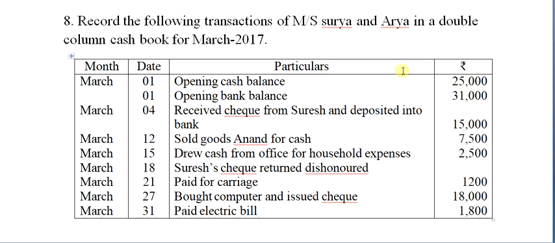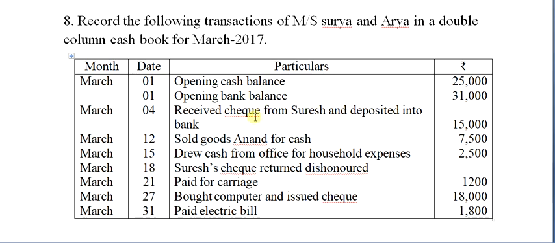So both are debit balances, so they should be taken under the debit side as balance brought down. Again, March 4th received check from Suresh and deposited into bank. On the same day we are depositing the check into the bank, so it should be considered as a bank balance. Bank balance increases, so that should be taken under which side? Debit side, to Suresh account, because the bank balance increases.